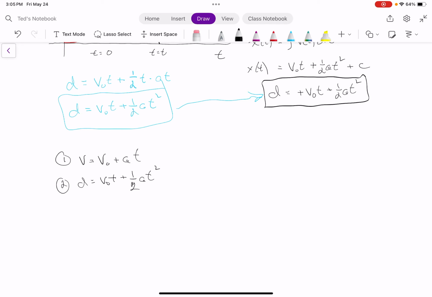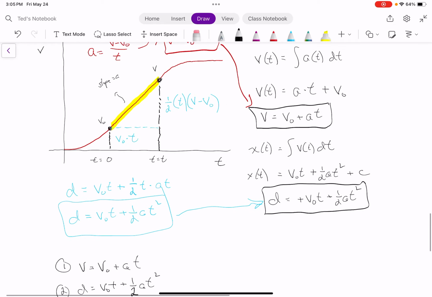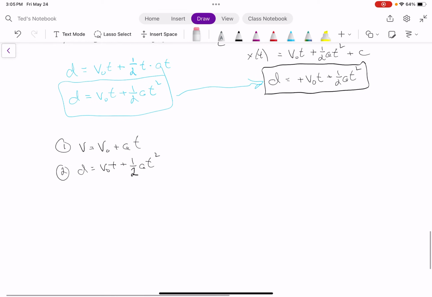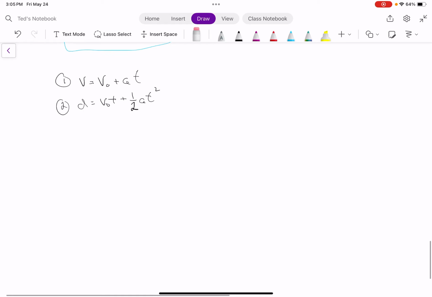Those two equations can be used to solve any constant acceleration problem. And they can only be used when we know the acceleration is constant. That is, when the slope of the velocity versus time graph is a straight line. Okay, and these two equations are great, and we can do everything we need with those two equations. And you can fast forward through the next couple minutes of this video.